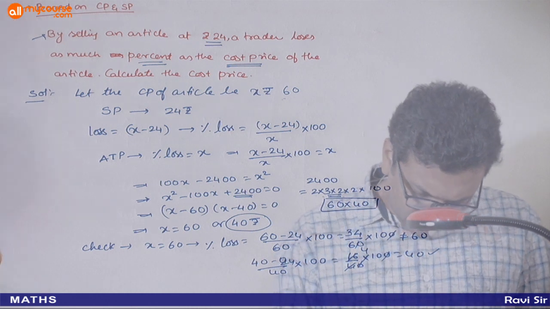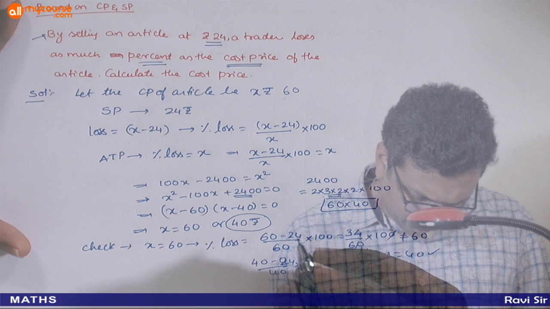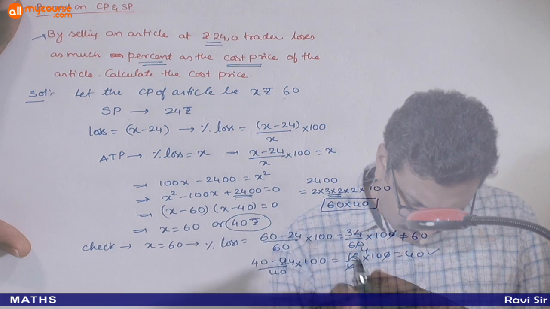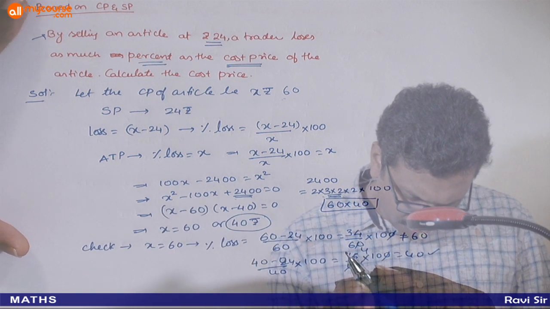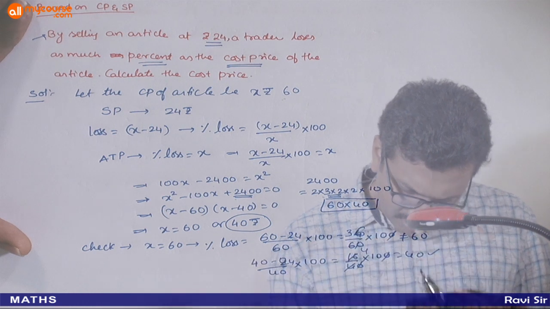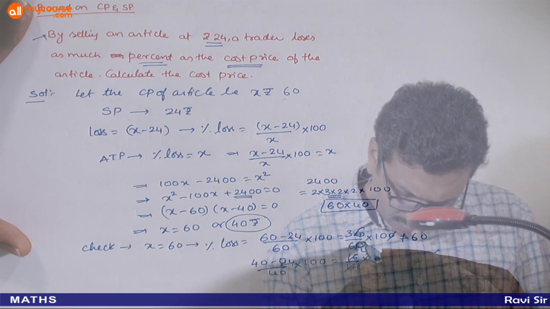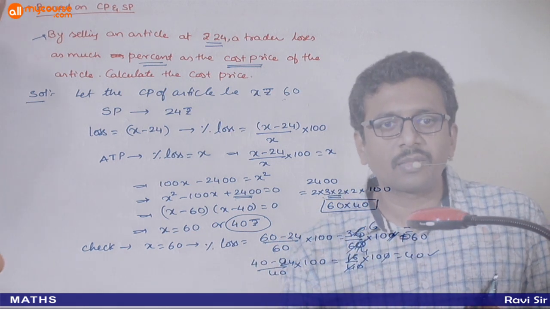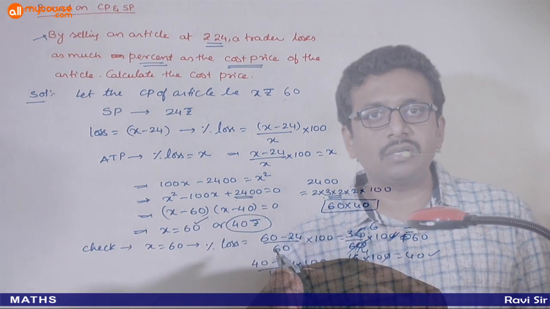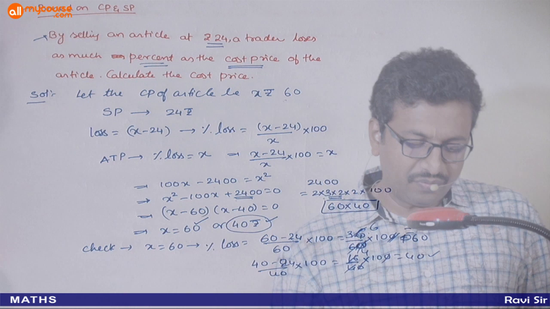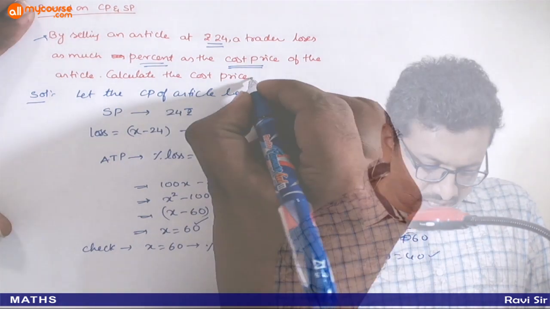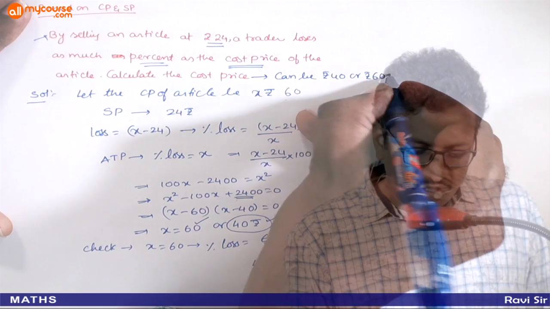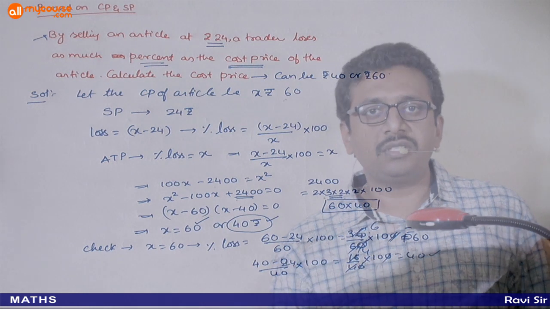Okay. एक बार फिर चेक करता हूं क्यों काम नहीं कर रहे हैं. So 60 अगर है तो 60 minus 24 is 36. Sorry, 36 by 60 into 100. 60 आ रहे. That means both are valid. So X is equal to 60 rupees is also satisfying our condition. X is equal to 40 is also satisfying our condition. So the cost price of the article can be rupees 40 or rupees 60. In both cases, the information is getting satisfied.